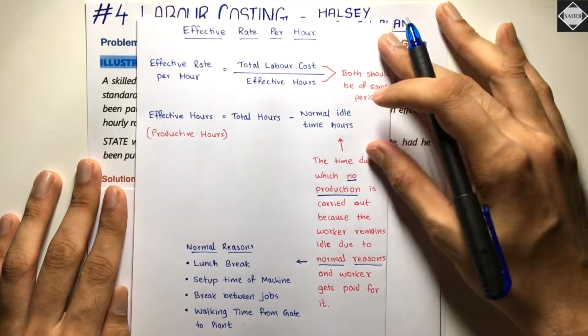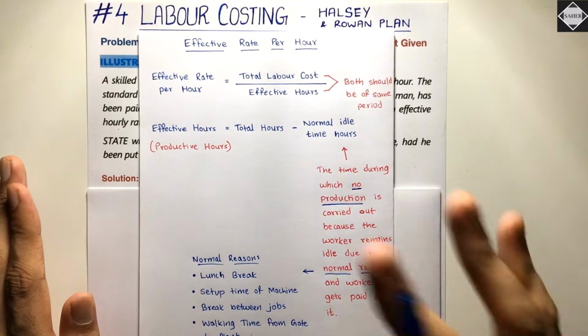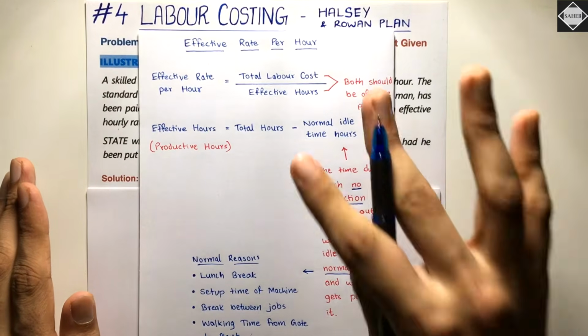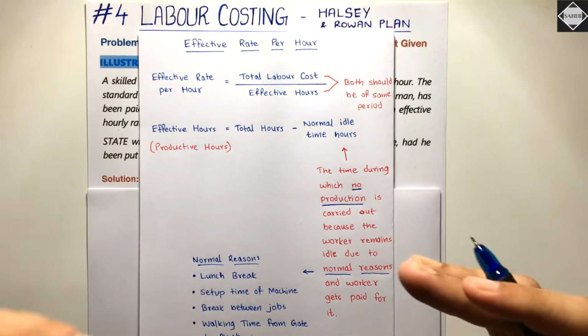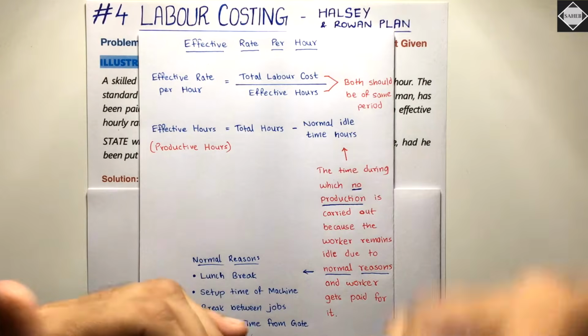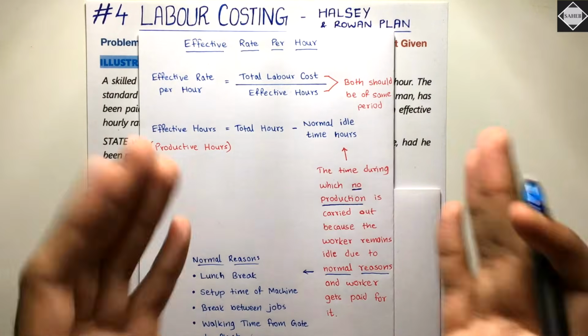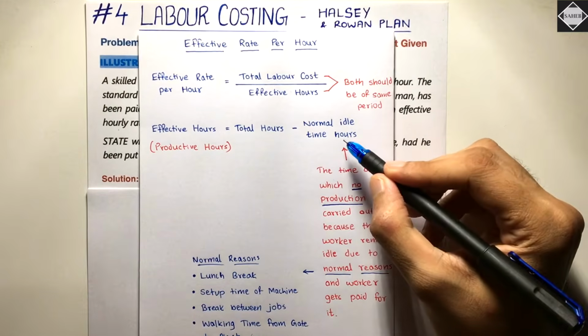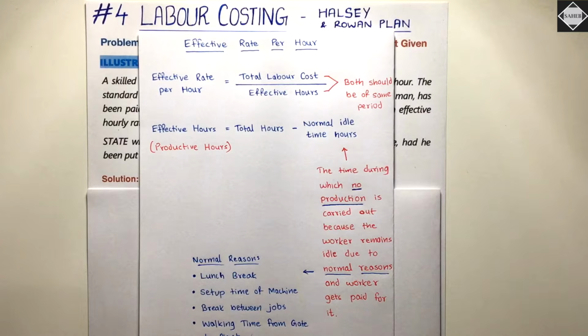For example, let's say 1 hour is normal idle time: 30 minutes lunch break, 10 minutes setup time of machine, 10 minutes walking time from gate to plant, and 10 minutes normal rest time. So in total, 60 minutes, 1 hour of normal idle time. So how much is your effective hours?